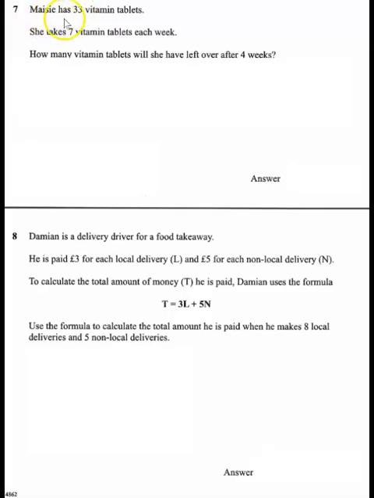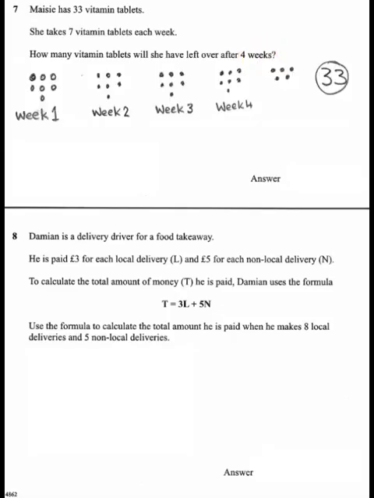Question 7 says Maisie has 33 vitamin tablets. She takes 7 vitamin tablets each week. How many vitamin tablets will she have left over after 4 weeks? First thing, they could do it many different ways. This was one way of doing it.